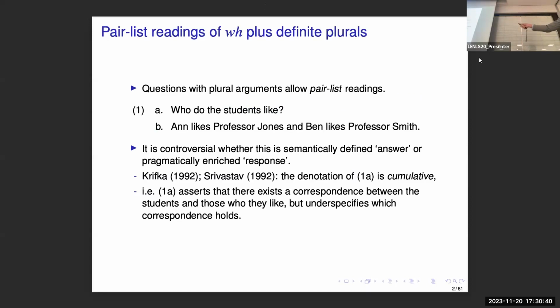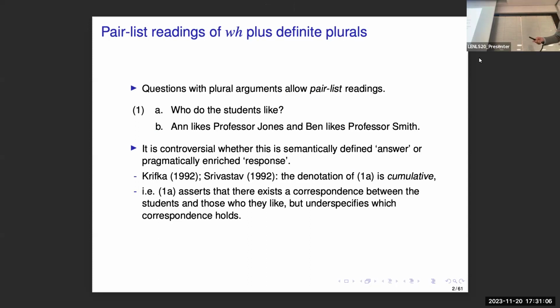So I focus on this kind of question and pairless responses or answers to it. If you ask who the students like, you can respond by saying, "unlikes Professor Jones and then likes Professor Smith." I think you can answer this way, but it's controversial whether this is an answer which is semantically enabled, or a response which is not semantically enabled but where the speaker chooses to be over-informative and follow up by specifying the pairs.